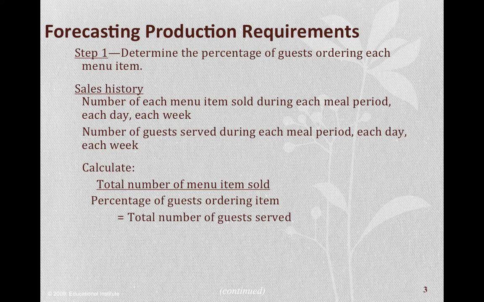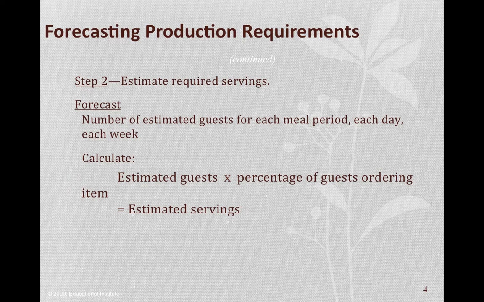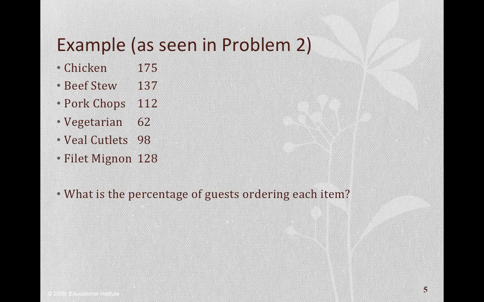You're going to calculate the total number of guests served if you look at the total menu items sold divided by the percentage of guests ordering the item. If you need to estimate required servings, you're going to use those forecasts based on the past. So you're going to take the estimated guests, multiply it by the percentage of guests ordering each item, and that will give you your estimated servings. So let's do a few of these.